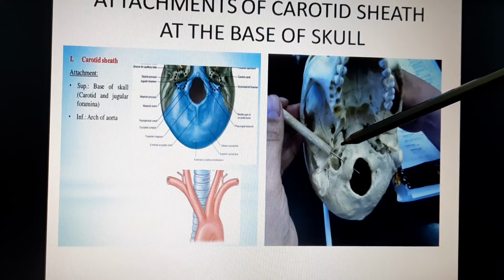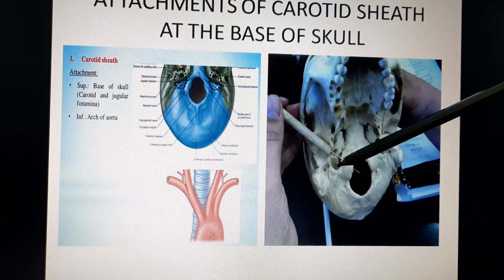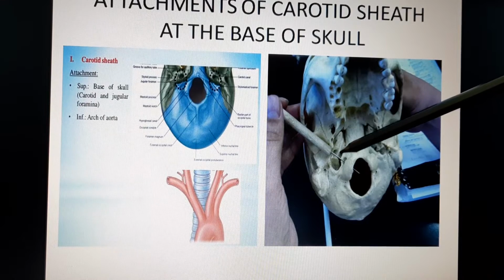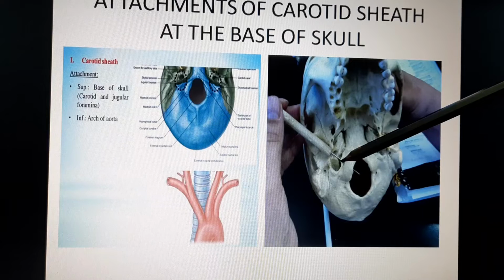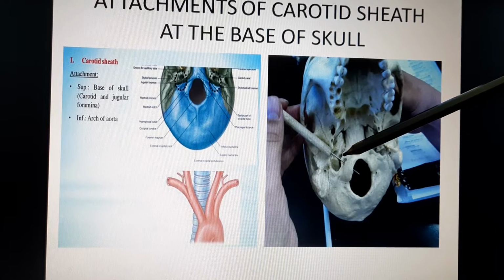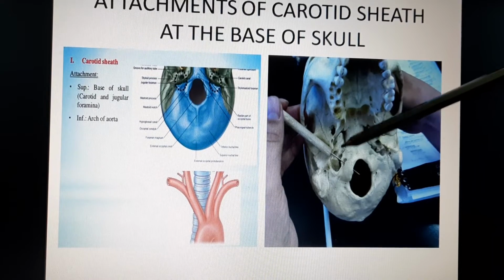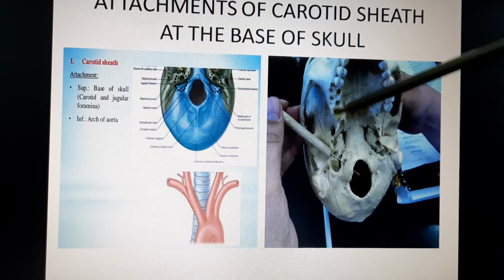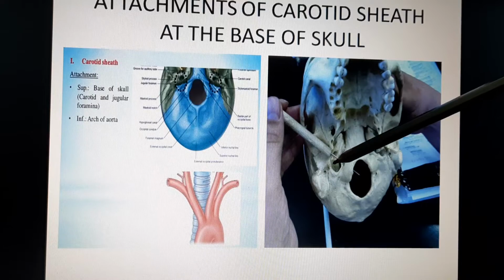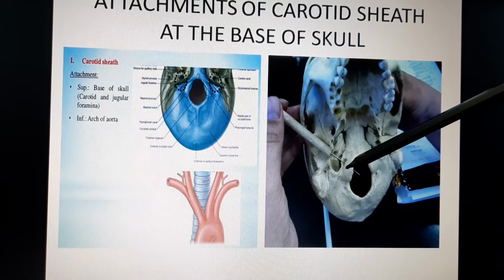So in the upper part it contains the internal carotid artery, internal jugular vein, 9th, 10th and 11th cranial nerve and 12th cranial nerve. The 12th cranial nerve, which is also called the hypoglossal nerve, exits through the hypoglossal canal. This is the hypoglossal canal, and the 9th, 10th and 11th cranial nerves come out through the jugular foramen. So this is the attachment of the carotid sheath in the base of the skull.